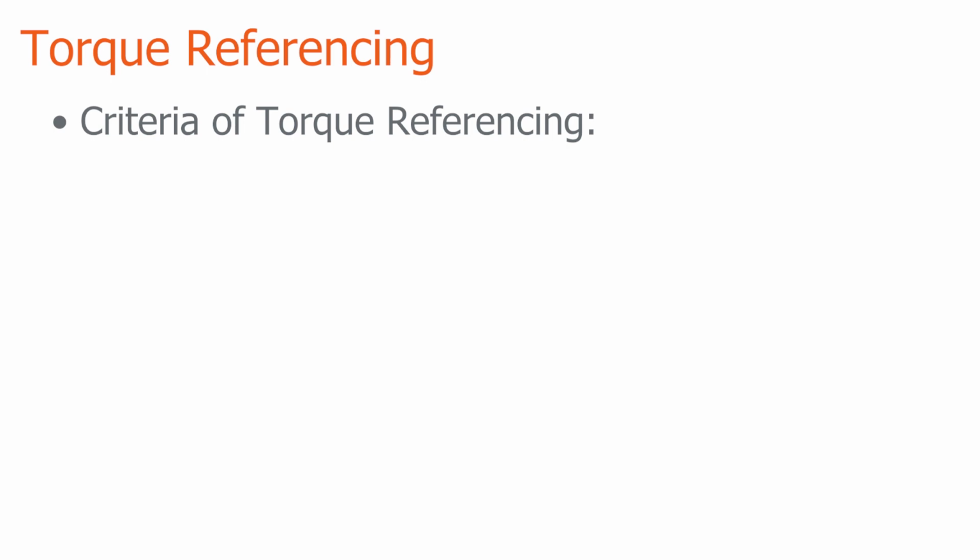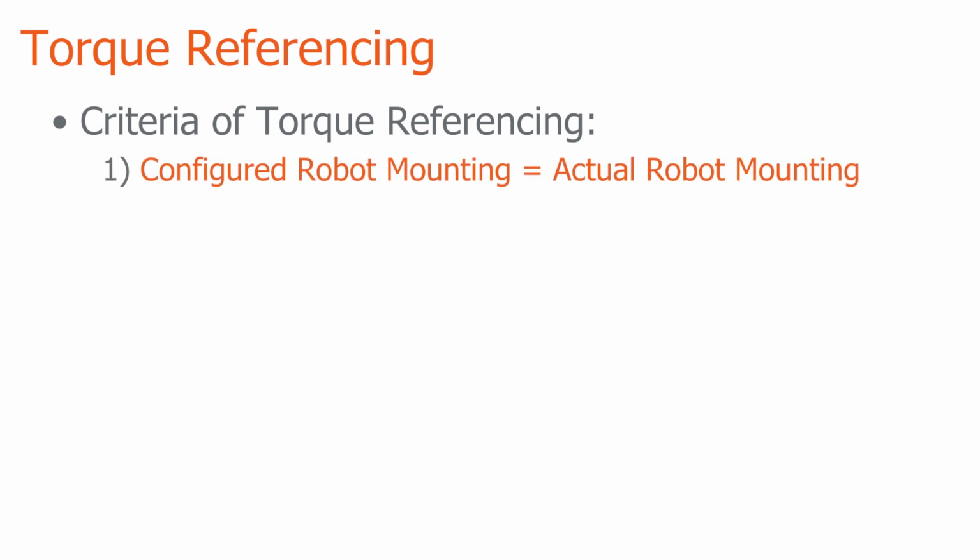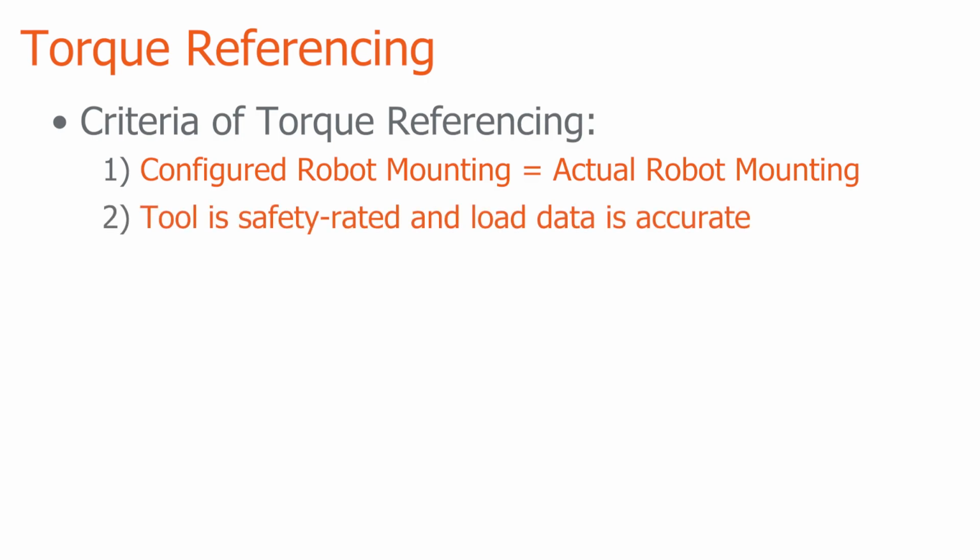First, we need to make sure that the configured robot mounting orientation located in the StationSetup.cat accurately depicts the real robot mounting orientation. Second, if a tool is attached to the robot during torque referencing, the tool must be taught correctly, have accurate load data recorded, and be safety rated in the safety configuration file.